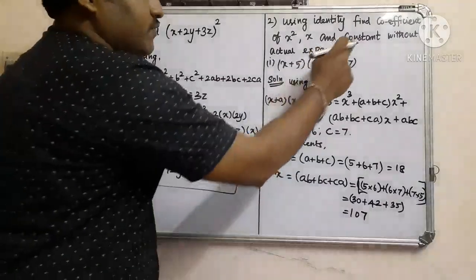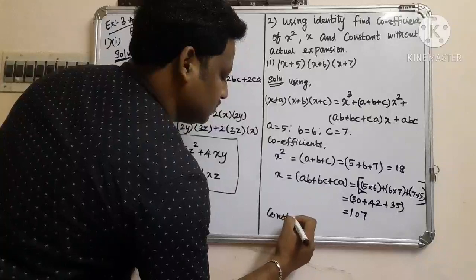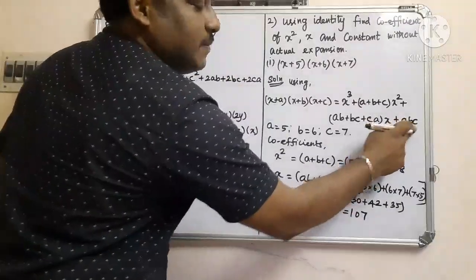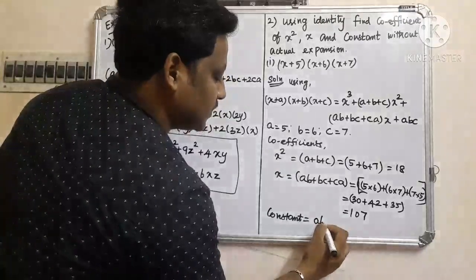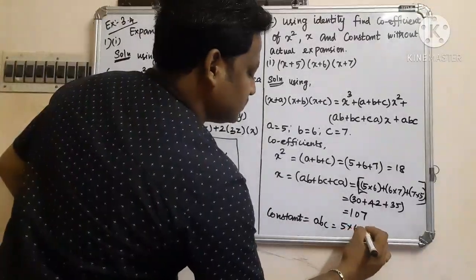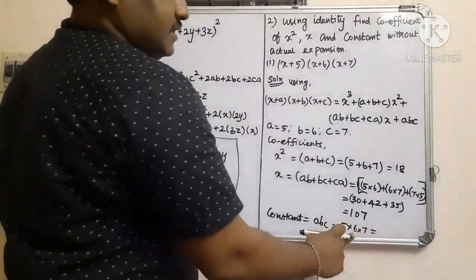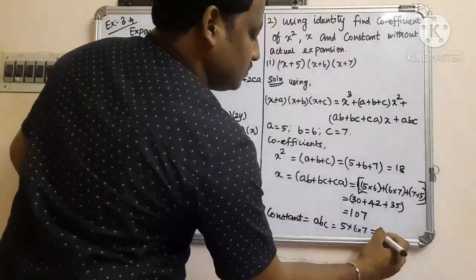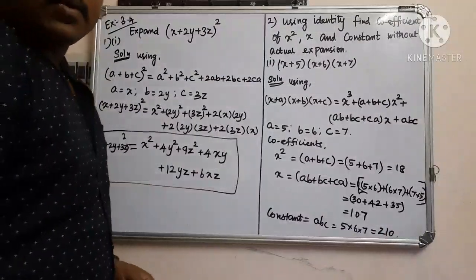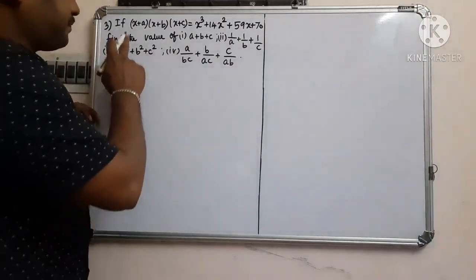And then we have to find the constant term. The value of the constant is abc, which is equal to 5 into 6 into 7. 5 sixes are 30, so 30 into 7, 7 threes are 21, so 210. Understood?